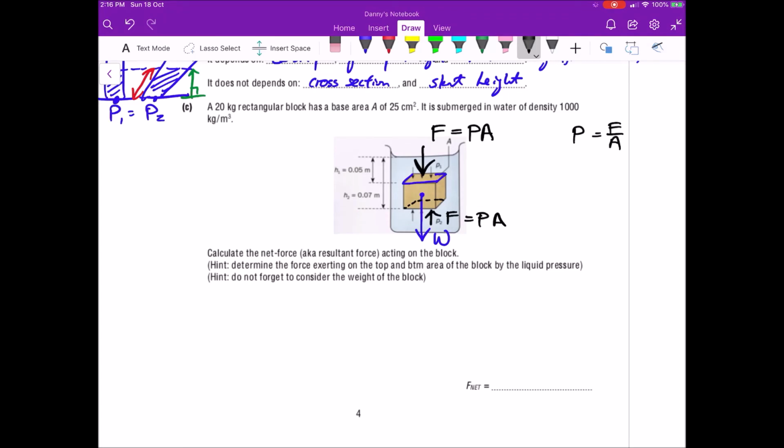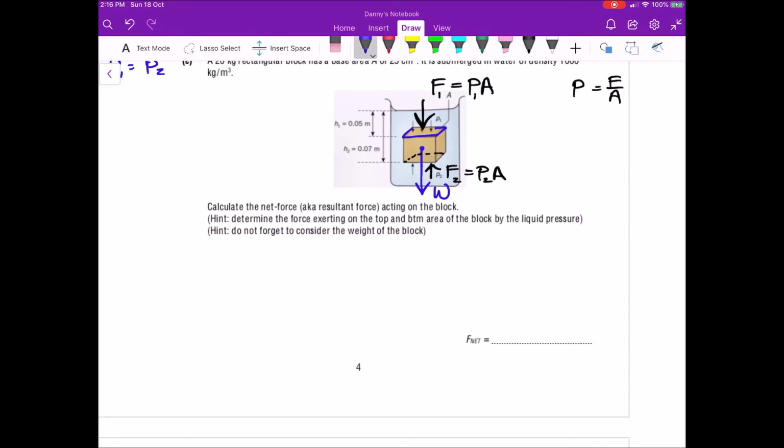However, this pressure will be different because for liquid, the deeper you go, the higher the pressure. So let's call this F1 equals P1 A, and here F2 equals P2 times A. Since the A is the same, I just treat it as the same. How do we do the net force? We have to choose one direction as positive. Let's take upward as positive. Here is my F net. F1 is going down, so it's minus F1. The weight is going down, minus W, and then plus F2.